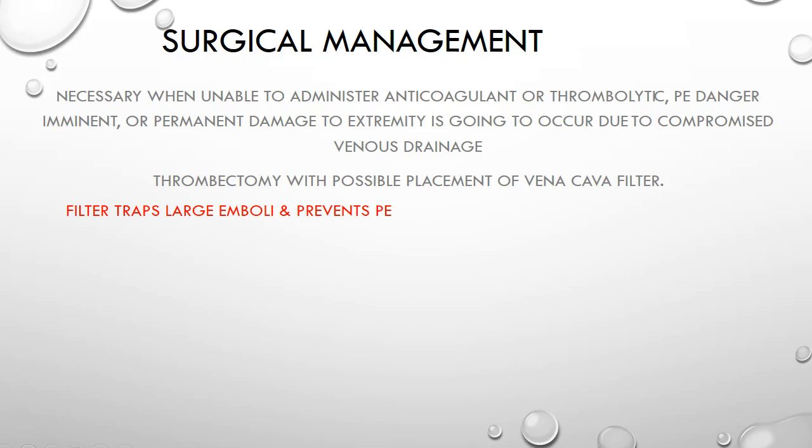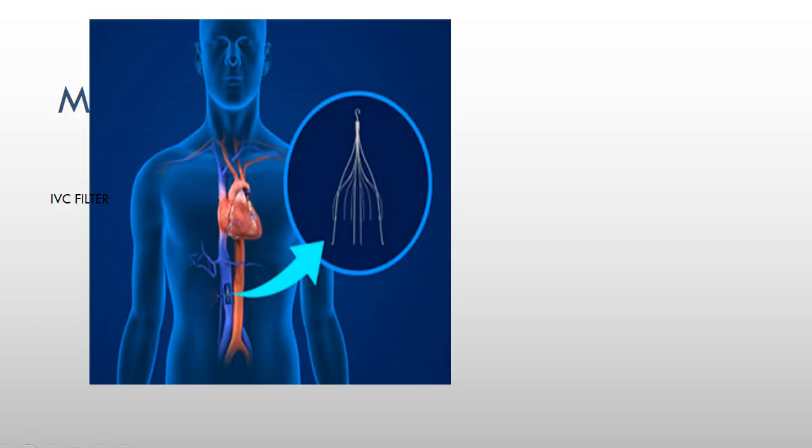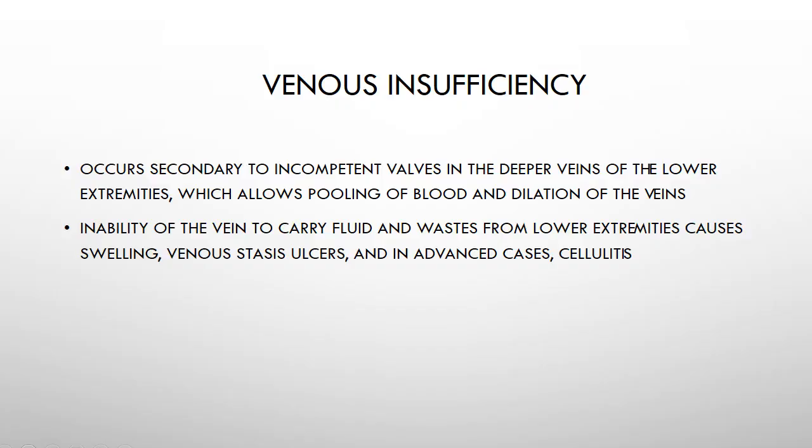All right, surgical management. If somebody has a DVT, they are going to put in a Greenfield filter so that the DVT does not travel and become a PE. They do this when you can't give them anticoagulant or thrombolytic therapy. So when somebody has a PE, the filter traps large emboli and it helps prevent the PE. And that's just a picture of what it looks like.